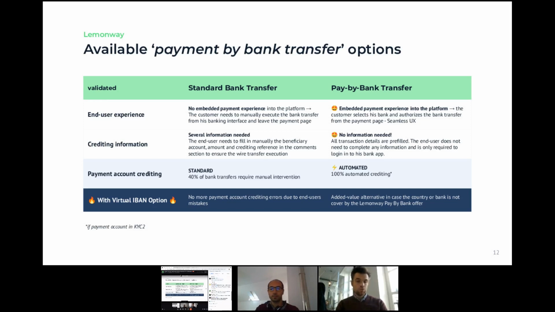On top of it, as you have noticed, or you may have been approached by the Lemonway sales team, we are also offering the virtual IBAN option. This virtual IBAN option is still bringing value currently for banks coverage that the pay by bank may not be offering yet, allowing you to have a direct crediting through a dedicated IBAN on a payment account. So this is the overall bank transfer value prop that we are proposing to you, and I will be happy to take up your questions while I give you, Kinan, the lead on the presentation.